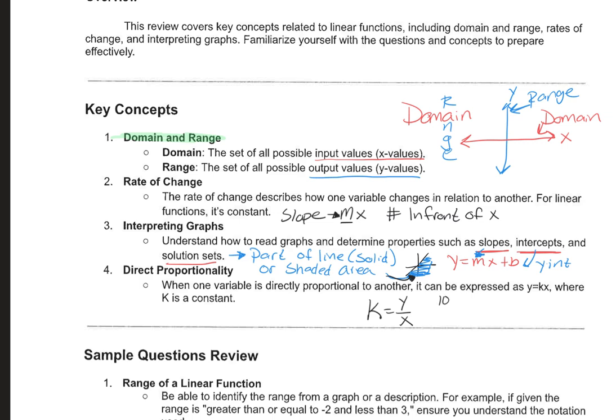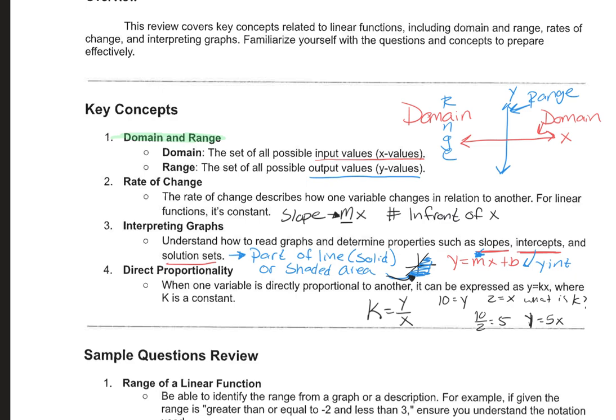So let's say I have a y value of 10 and 2 is my x value, and it asks, what is k, or what is the constant? You're going to do 10 over 2. It's going to simplify to 5. So k is 5, but your equation is going to be y equals 5x. Okay, that's a little example on that.